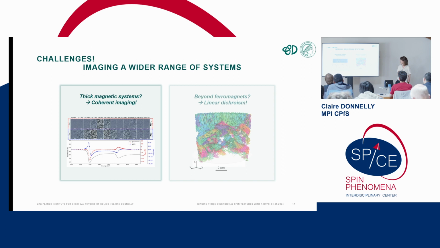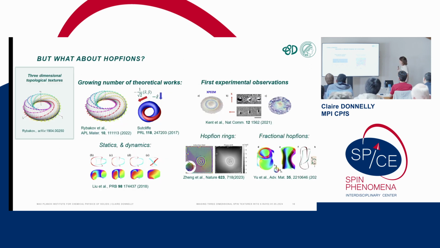But let's start off with looking at thick magnetic systems. We've already heard a lot about Hopfions today, but just to give you a quick reminder of where we are, we already have a large number of theoretical works telling us how we could potentially expect to see these Hopfions or look at their dynamics and behaviors. And we've got some first really nice experimental observations indicating where and how we might be able to find these textures. But we don't yet have 3D imaging of a Hopfion.